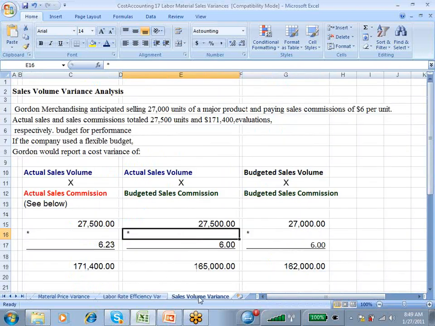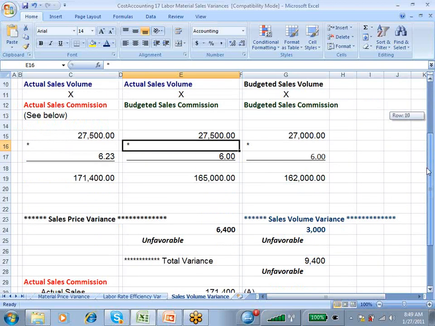I want to wrap up today talking about sales volume variance. This has to do with selling. If you're a salesman and you're out selling stuff, two things can happen. You can sell more or less stuff. The price of the stuff that you sell can also be different. So this is a sales volume that has to do with commission.